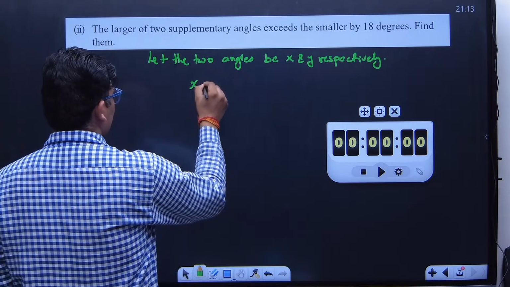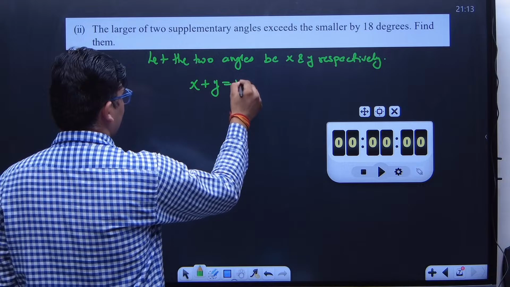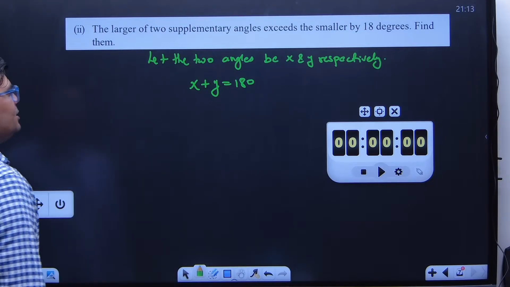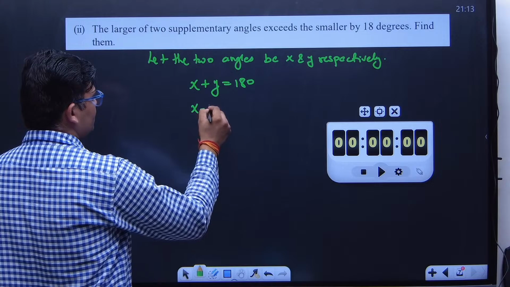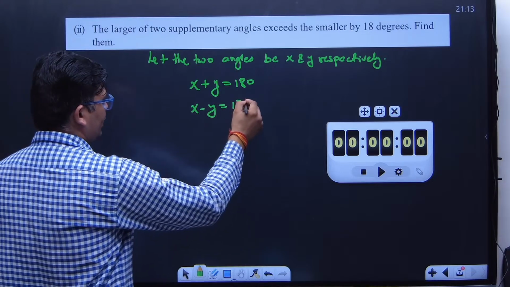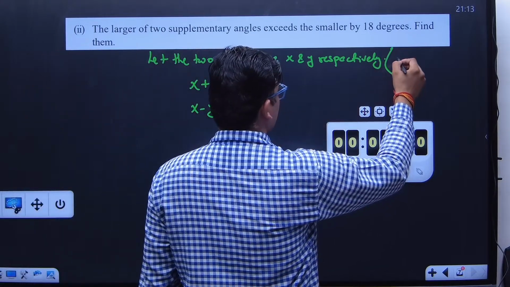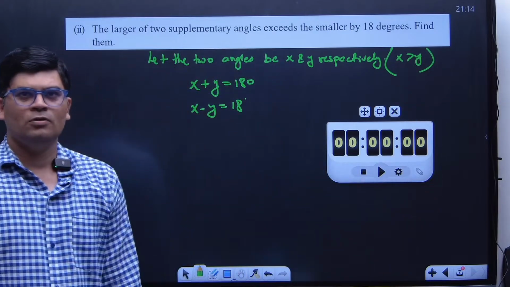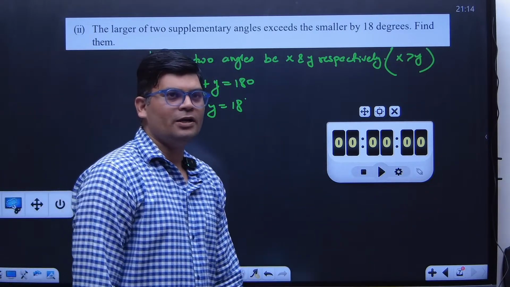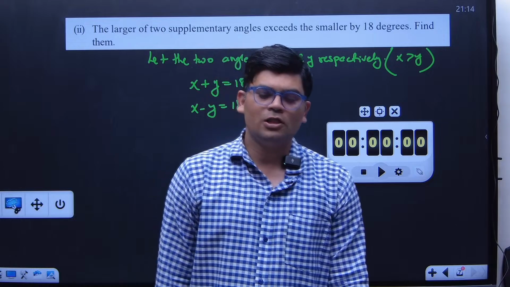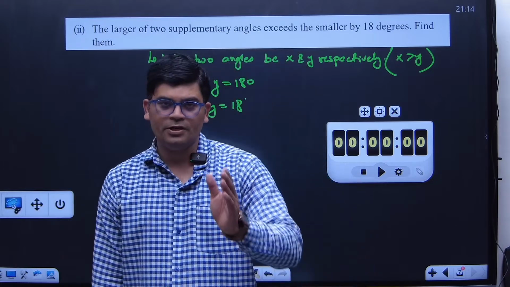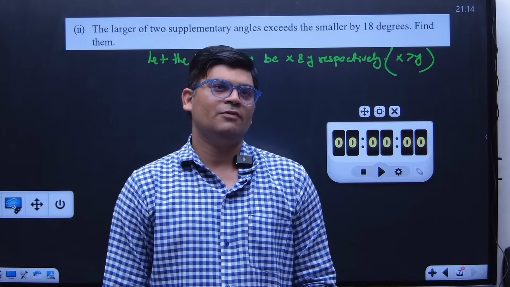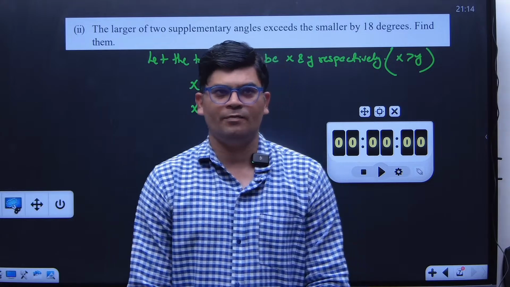So the first equation we can find is x plus y is how much? 180 degrees, because they are supplementary angles. And x minus y is how much? 18 degrees, with x greater than y. Now I am going to tell you one more method to solve the question. The method used is the elimination method. We have to eliminate any one of the variables.